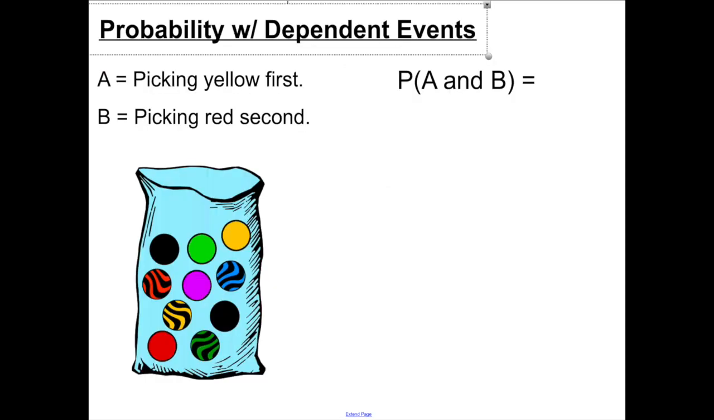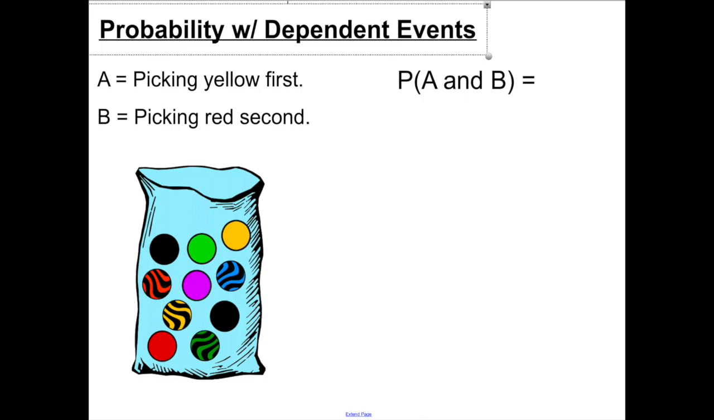All right, now lastly, we're going to talk about dependent events and how to calculate the probability of that. Dependent events are almost exactly the same as independent events, but you just have to remember that once you get to the part where you have to calculate the second thing, something's happened that's changed the calculations a little bit, okay? So let me give you an example.